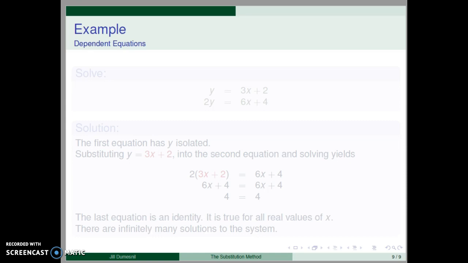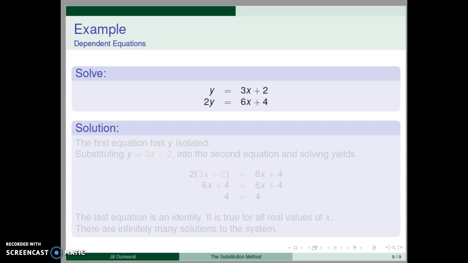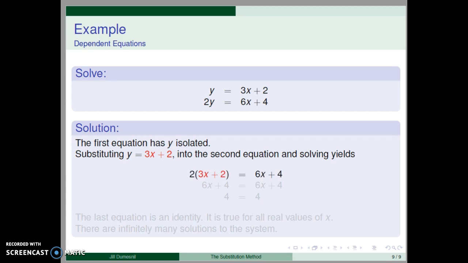Now let's consider the other extreme case example with dependent equations. Let's solve the system with equations y = 3x + 2 and 2y = 6x + 4. Again, our intent is to illustrate what happens algebraically in this case. The first equation is already solved for y, so substituting y = 3x + 2 into the second equation and solving for x produces 2 times the quantity (3x + 2) = 6x + 4.